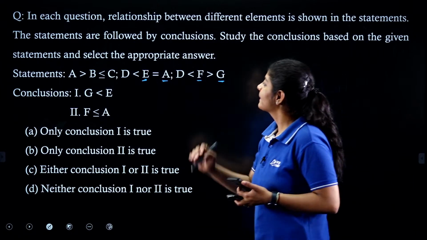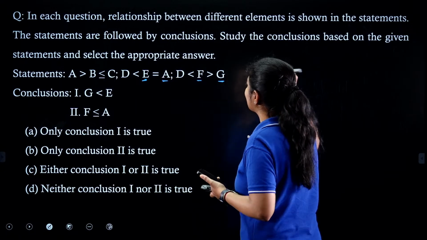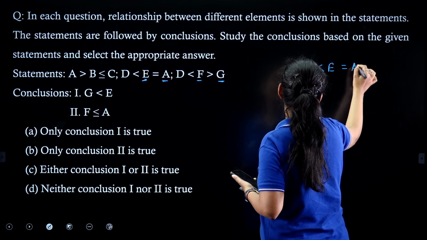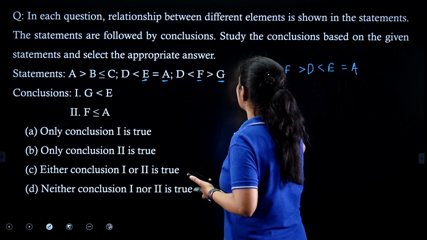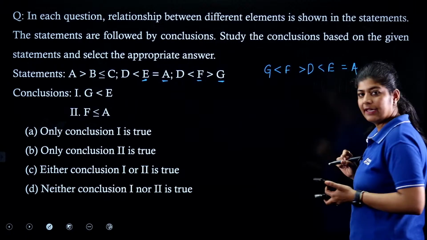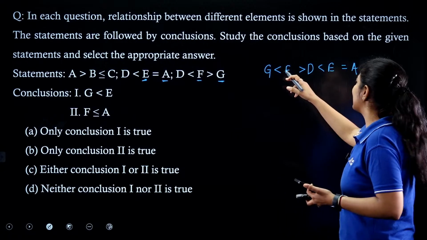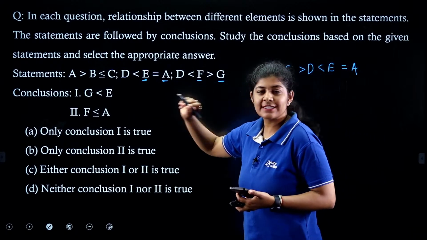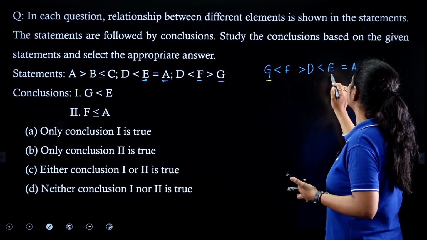Okay, let's see. If I see these two statements together, I can say that D is less than E and E is equal to A, right? And here I can say that D is less than F. So we have relations like this, right? Now, we just consider the lines as gates. So first, to check that G is smaller than E, here we have G, here we have E.